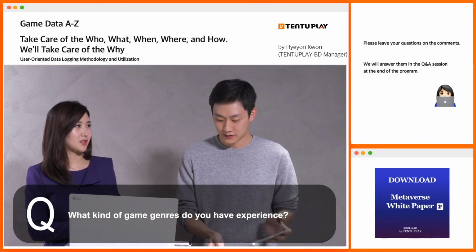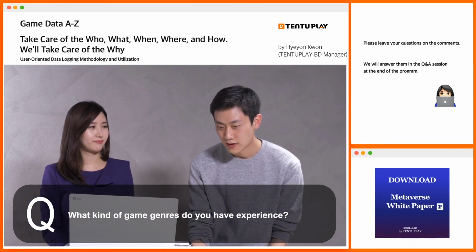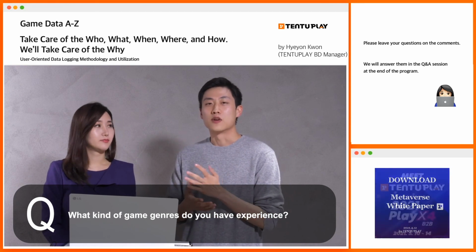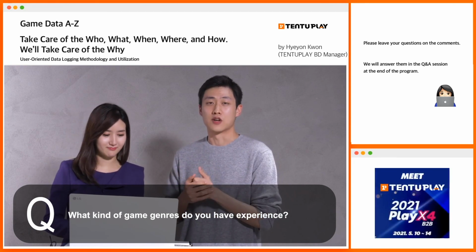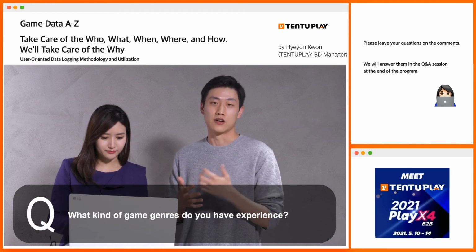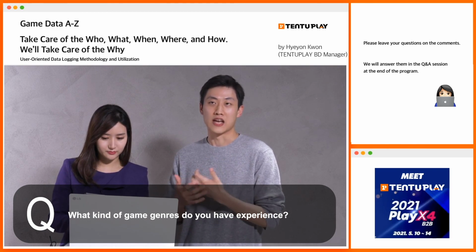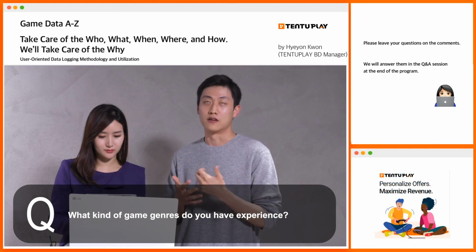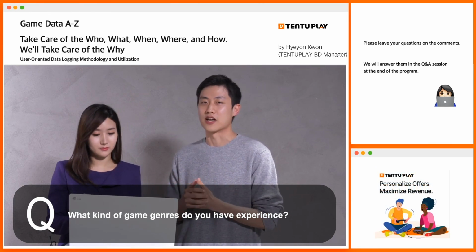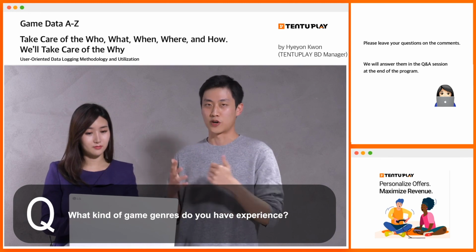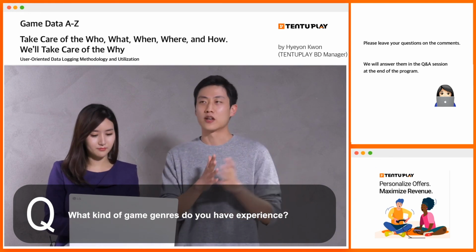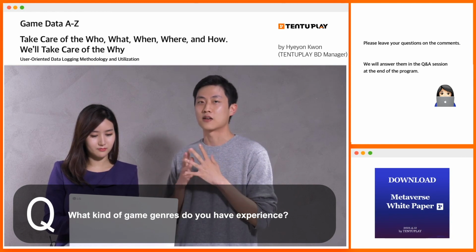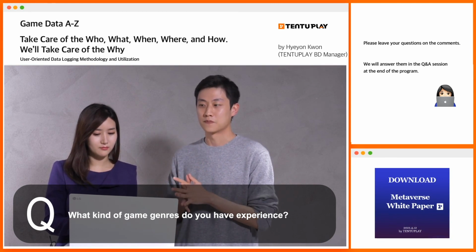What kind of game genres do you have experience with? Can you tell us? For mobile games, we have experience in almost every game genre that you can think of, from idle narrative to MMORPGs. We have a specialty in MMORPGs, but basically we have done most genres, including hyper casuals as well. So don't worry about your genre, because the 28 personas that Han talked about and the behavioral logging methodology that I talked about can all be applied to your game.